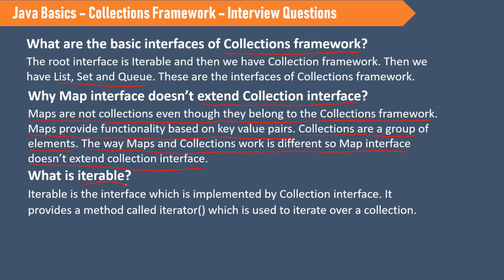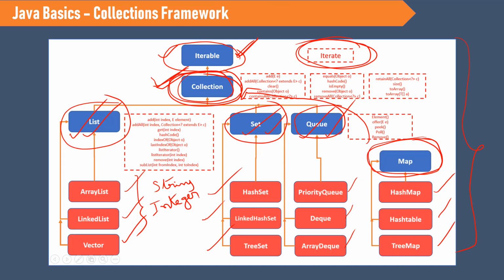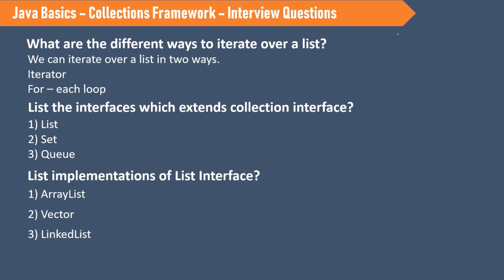What is Iterable? Iterable is an interface which is implemented by the Collection interface. It provides a method called iterator, which is used to iterate over a collection. So if you remember this picture, this is the first interface. So Iterable is the first interface in the collections framework, which provides a method iterator, which is used to iterate over a collection.